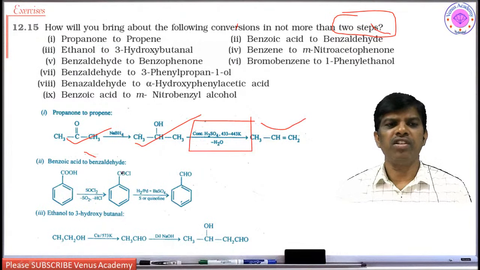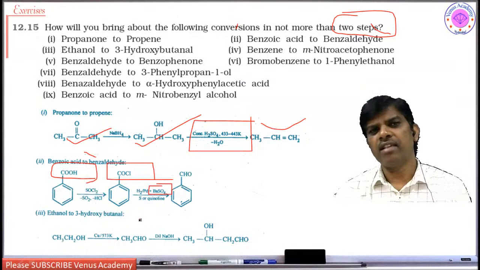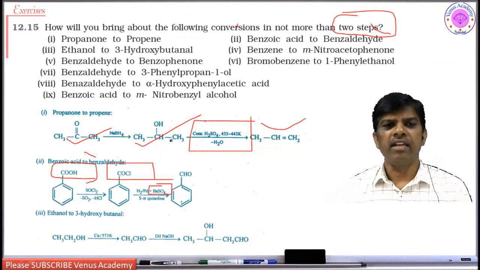Yes, benzoic acid to benzaldehyde. How will you do it? By Rosenmund reduction, where benzoic acid upon reaction with thionyl chloride gives benzoyl chloride. Benzoyl chloride, in presence of palladium on carbon, undergoes hydrogenation in presence of barium sulfate. Why are we using barium sulfate? It is going to act as a poison. It stops at the aldehyde stage, otherwise it is going to give benzyl alcohol. So this reduction is known as Rosenmund reduction. You can prepare benzaldehyde from benzoic acid by Rosenmund reduction.